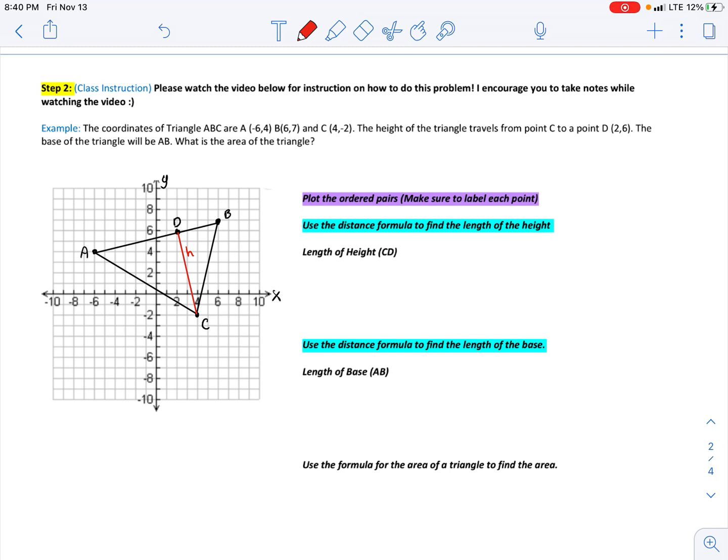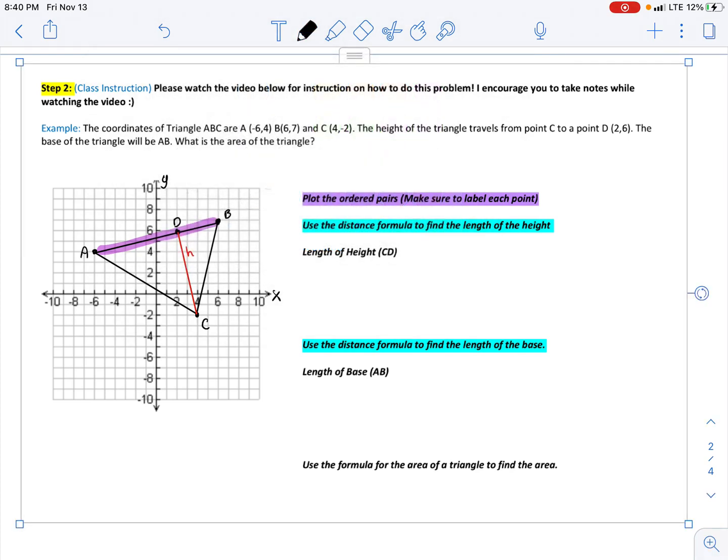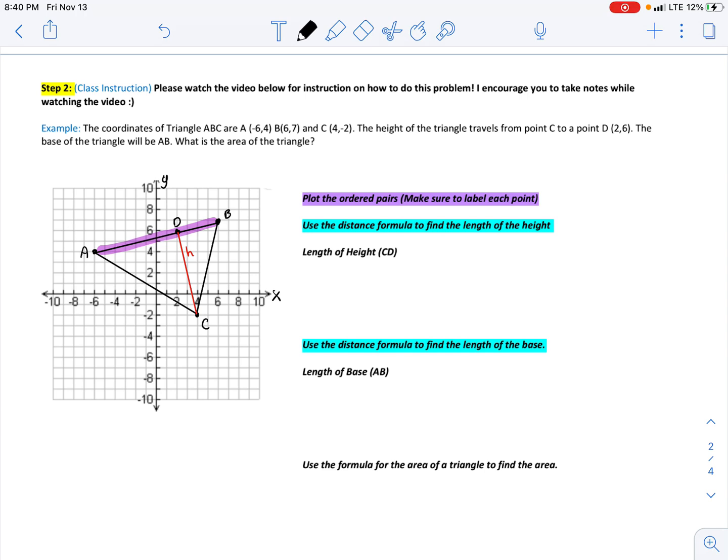And then it says that the base of the triangle is given by AB. So the thing that I just highlighted in purple is the base of my triangle. So this is the base. Okay, so I want to now use the distance formula to find the length of the height, and then use the distance formula to find the length of the base. And then from there, I can use the area of a triangle formula to find the area of the triangle.